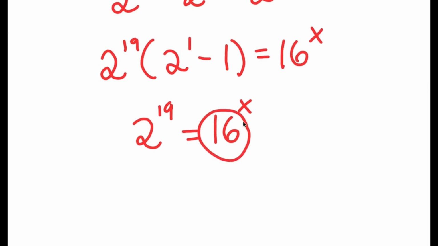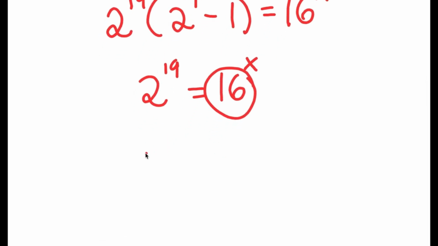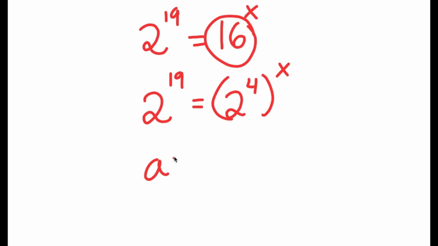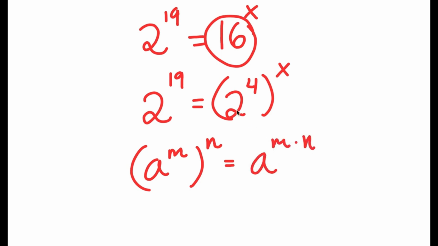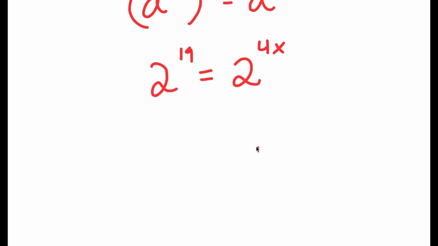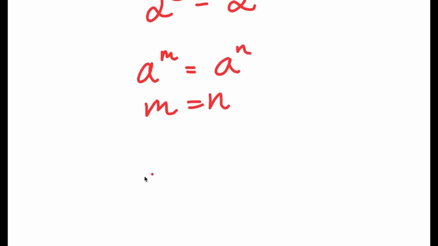Now, 16, that's the same thing as 2 to the power of 4. So now I have 2 to the power of 19 is equal to 2 to the power of 4 to the power of x. And if I have something in the form a to the power of m to the power of n, this is equal to a to the power of m times n. So 2 to the power of 4 to the power of x, that's going to equal 2 to the power of 4 times x, which is also 2 to the power of 4x. Now, if I have something in the form a to the power of m is equal to a to the power of n, this means that m is equal to n. So in this case, 19 is equal to 4x.